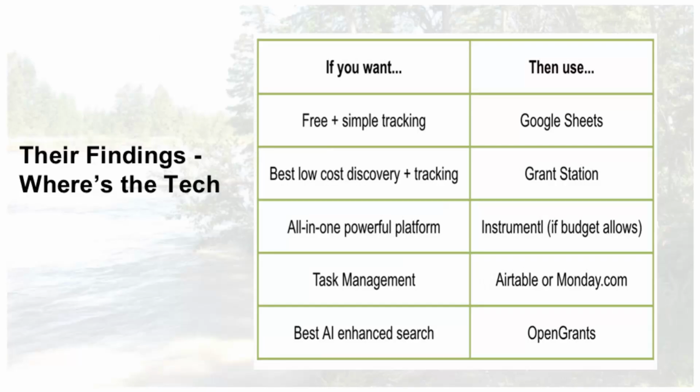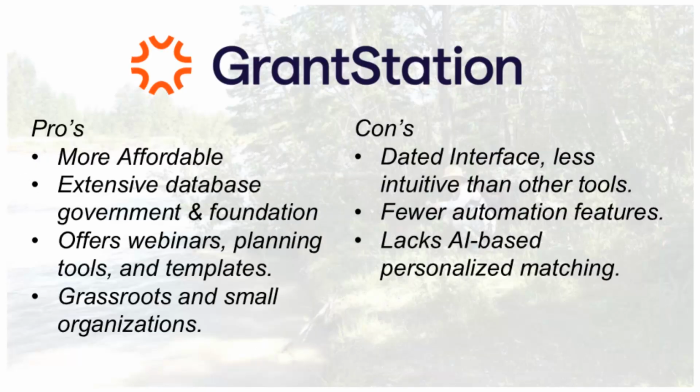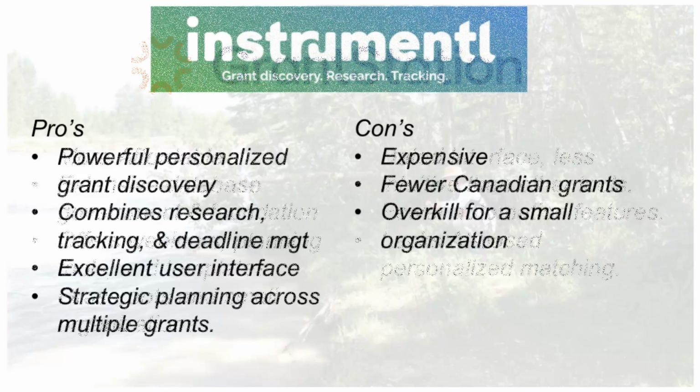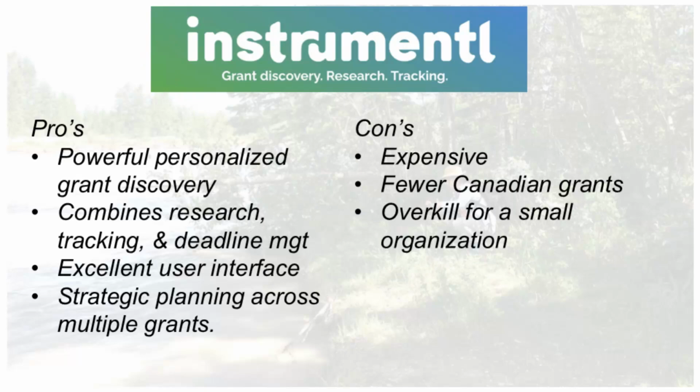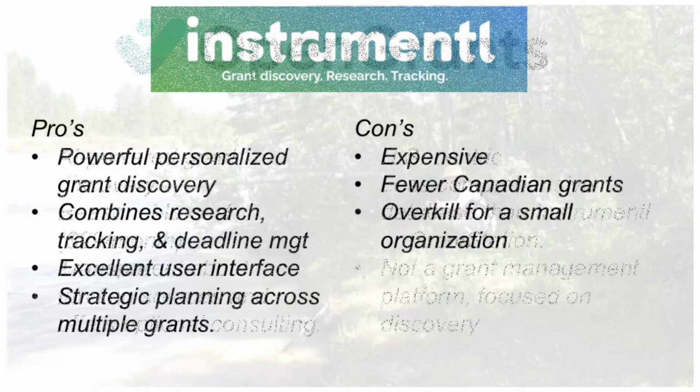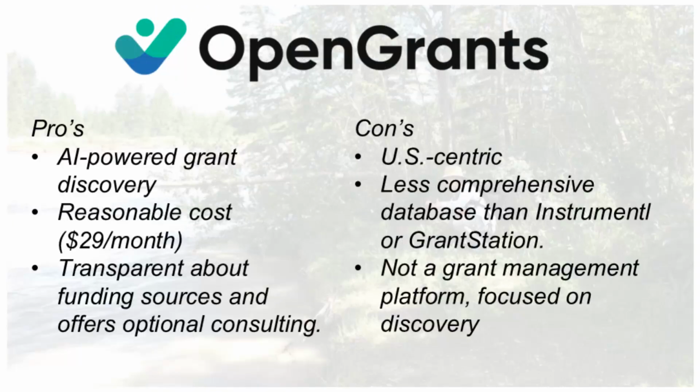They also found various grant identification or management softwares. GrantStation is a great low-cost tool, but it's about $250 a year. Instrumental is much more powerful. It is AI powered, but that costs about $250 a month. And Open Grants, which is kind of the one they found as the best tool. It is more all-in-one, and it's about $350 a year.